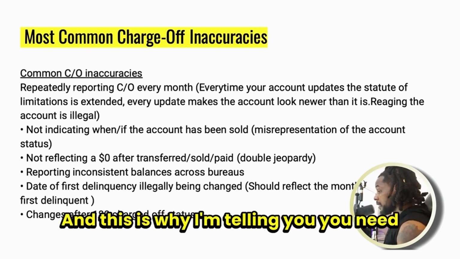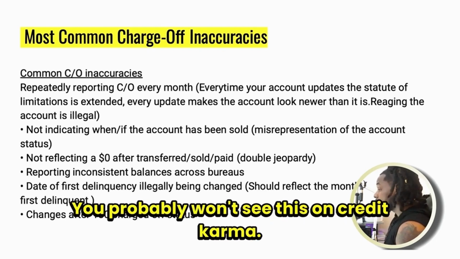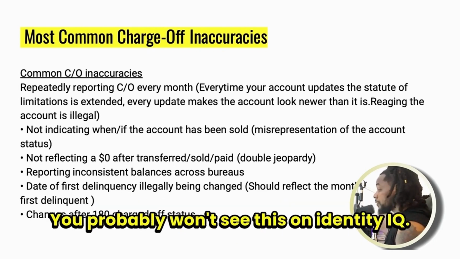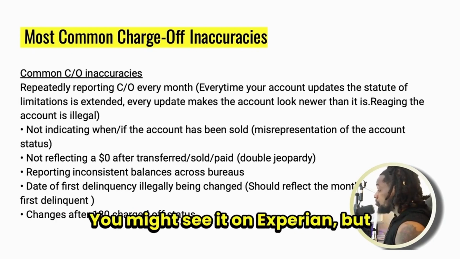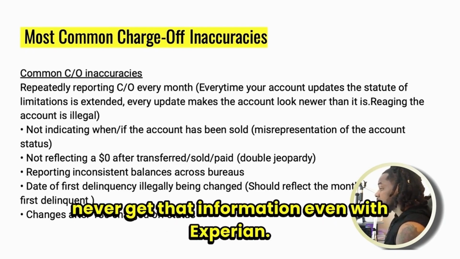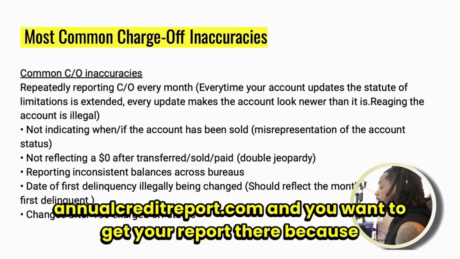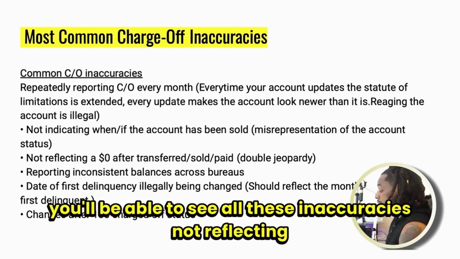This is why I'm telling you, you need to go to annualcreditreport.com and look at your report. You probably won't see this on Credit Karma. You probably won't see this on IdentityIQ. You might see it on Experian, but I can tell you for TransUnion, you never get that information, even with Experian. So make sure you go to annualcreditreport.com and get your report there, because you'll be able to see all these inaccuracies.